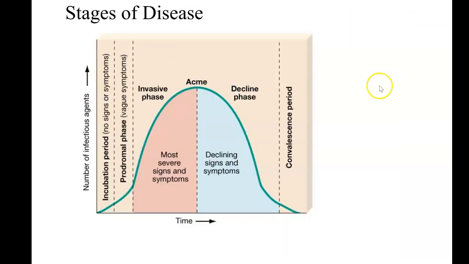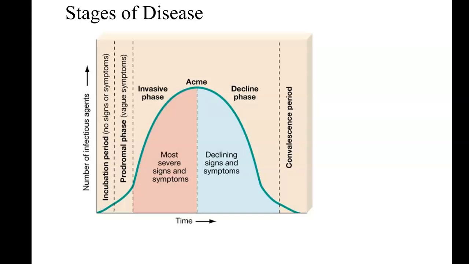So if we take a look at sort of the bell curve of what's happening here. First we've got the incubation period. So this is when we've been exposed to when we start to see those signs and symptoms. Again, it can vary for different diseases. For my chickenpox, it was about 2 weeks. For the flu, it could be 24 hours.